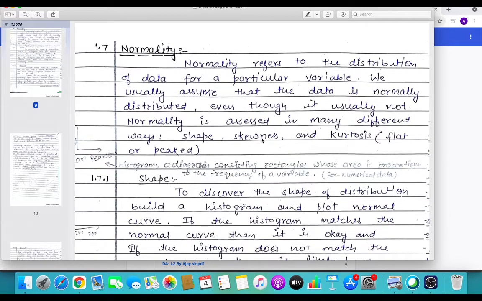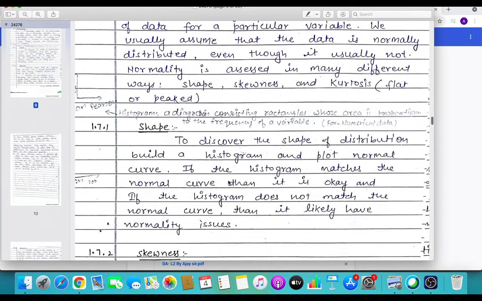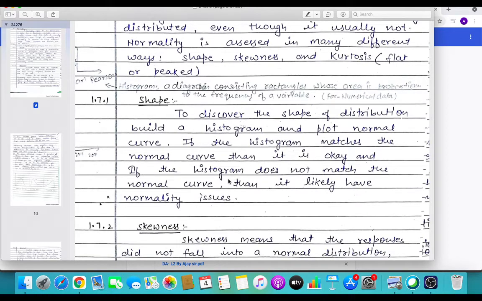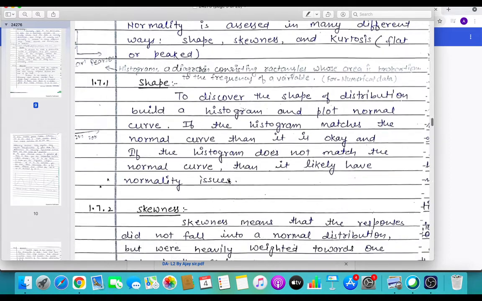Hello friends. So today we'll discuss normality. Normality refers to the distribution of data for a particular variable. We usually assume that the data is normally distributed, even though it usually is not. Normality is assessed in many different ways: shape, skewness, and kurtosis, flat or peaked in the shape. To discover the shape of the distribution, build a histogram and plot a normal curve. If the histogram matches the normal curve, then it is okay, and if the histogram does not match the normal curve, then it likely has a normality issue.